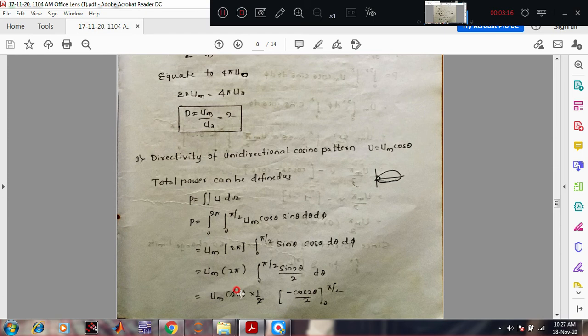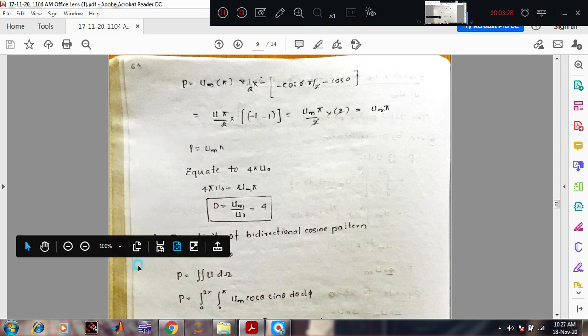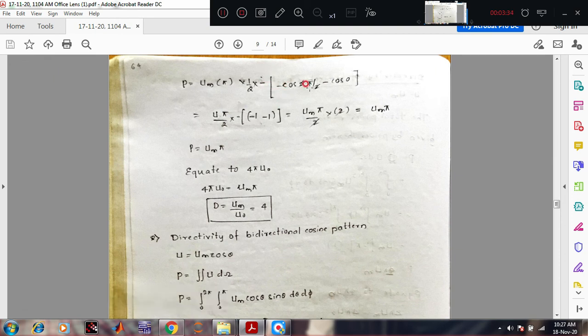Outside, Um pi will remain. So the integration from 0 to pi by 2 of sin 2 theta d theta will be minus cos 2 theta by 2, from 0 to pi by 2. If you simplify that, you will get Um pi as it is, 1 by 2 outside, and then minus of cos pi by 2 minus minus of cos 0. So it will be minus 1 minus 1.